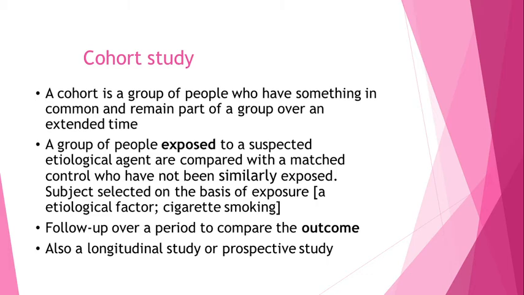So cohort is nothing but a group of people who have something in common, and they therefore remain part of that group over an extended period of time. So there is a group of people exposed to the suspected etiological agent, which are compared with a matched control who have not been similarly exposed, and the subjects are selected on the basis of exposure. For example, if you are looking for the effect of cigarette smoking, then that will be the etiological factor, and then you follow up over a period of time to compare the outcome. Also a longitudinal study or a prospective study is possible in these cases.